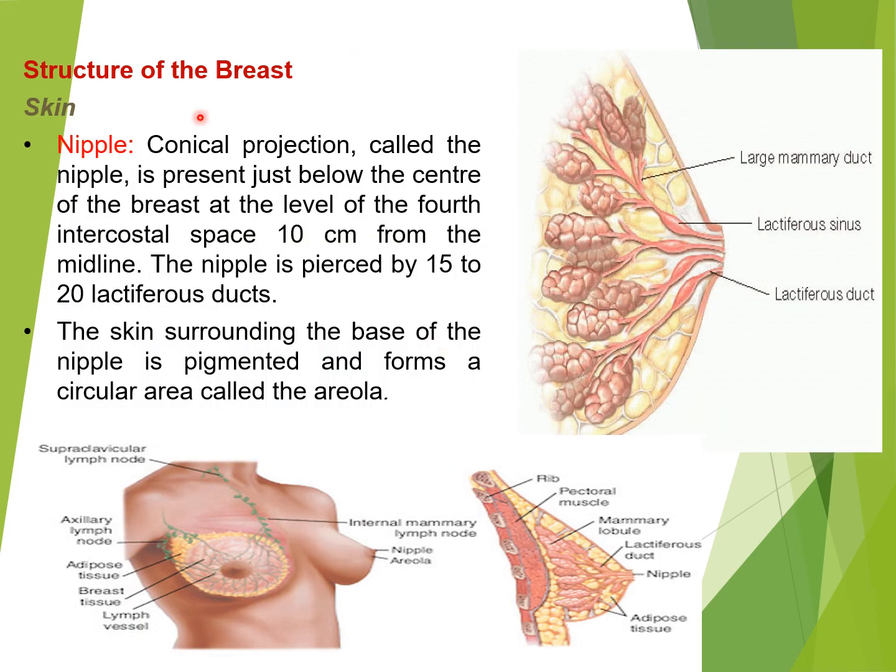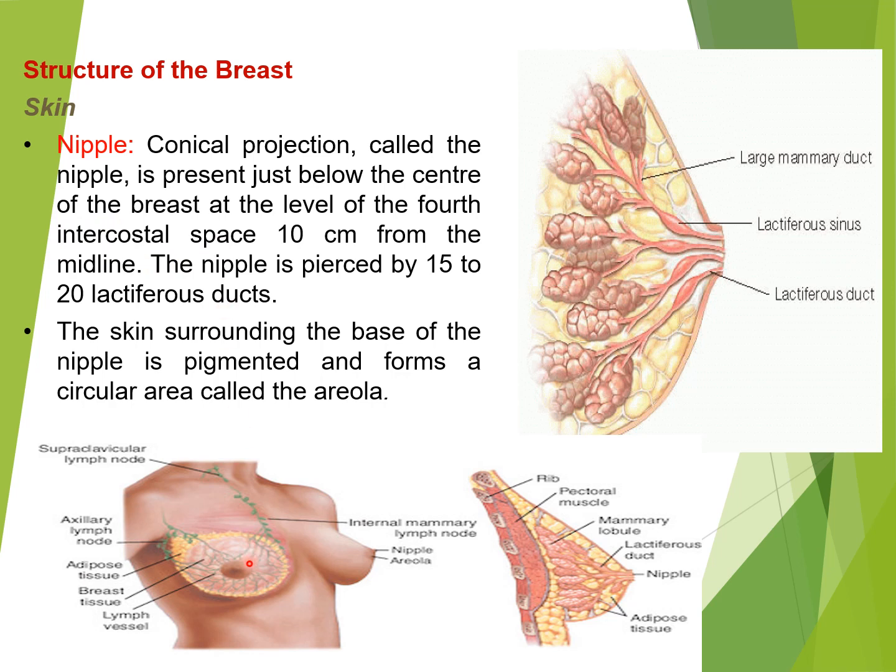Let us discuss the features in the skin overlying the mammary gland, or the breast. Number one, we have the nipple. The nipple is a conical or cylindrical projection exactly in the center of the breast, located at the level of the fourth intercostal space.